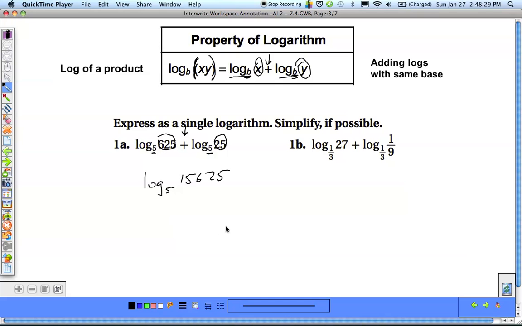15,625. Now, to simplify this, what we want to do is say, can we rewrite this 15,625 to be a power of what our base is? Can we rewrite that to be a power of 5?